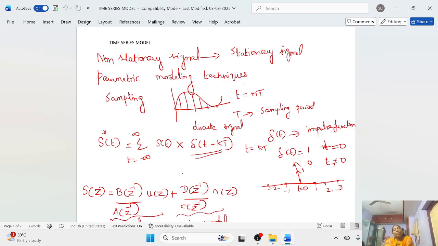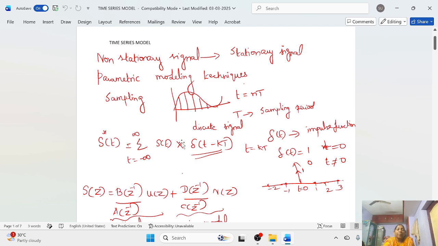How can we apply the sampling process? We can convert the continuous signal into a discrete set of signals by applying t equal to nT, where capital T is the sampling period. So we divide the continuous signal into equal intervals of time, based on the formula t equal to n times the sampling period. Now we have a set of signals, which is called S of t.